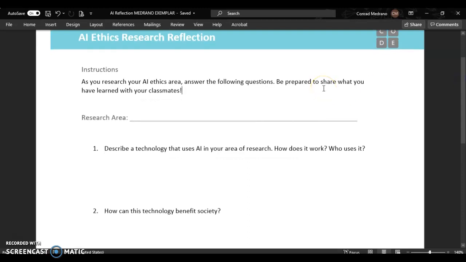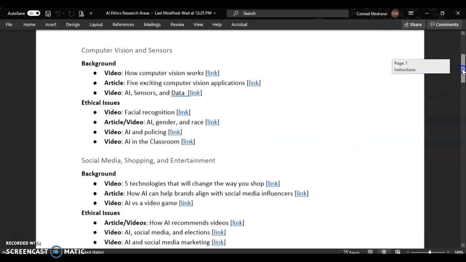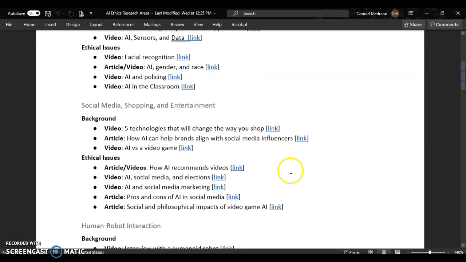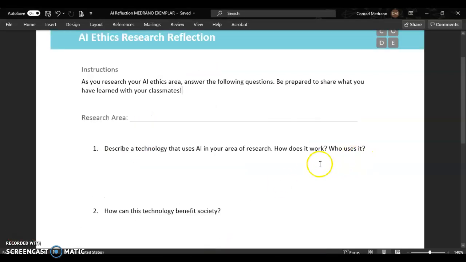So first things first, if you have been keeping up, the very first thing I asked you to do was go ahead and choose a topic. Most of you submitted everything and told me, Mr. Madrano, I'm doing this one. Cool. So using these resources where it says background and ethical issues, you were supposed to answer these questions.